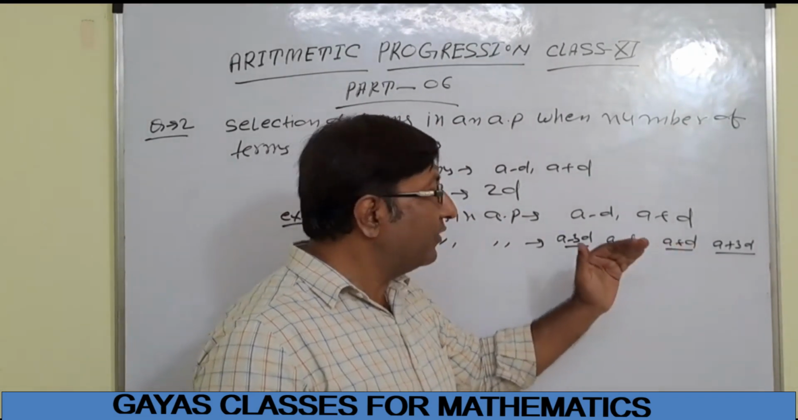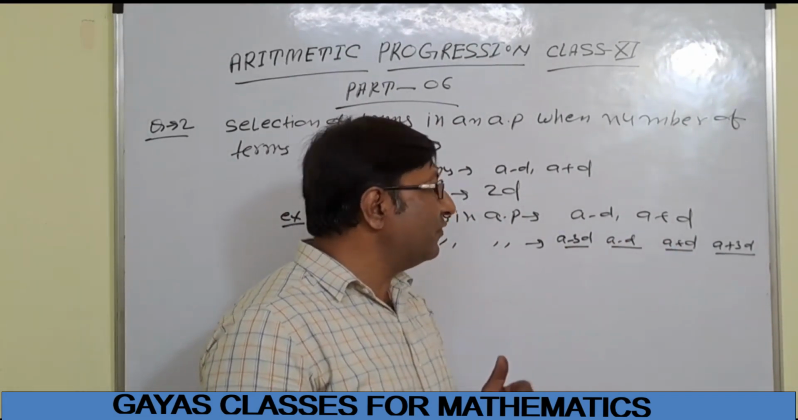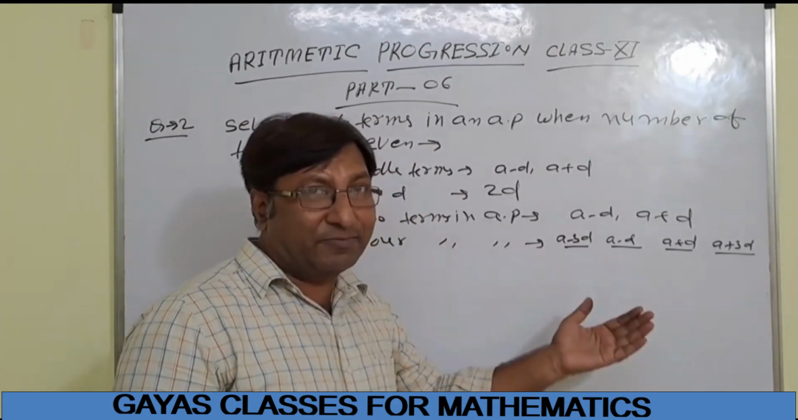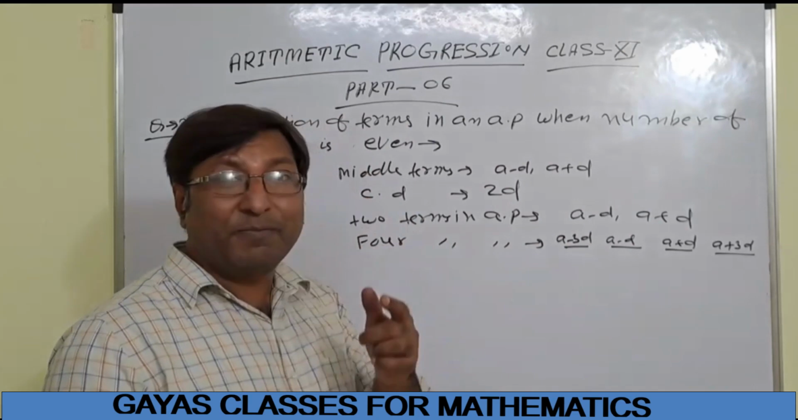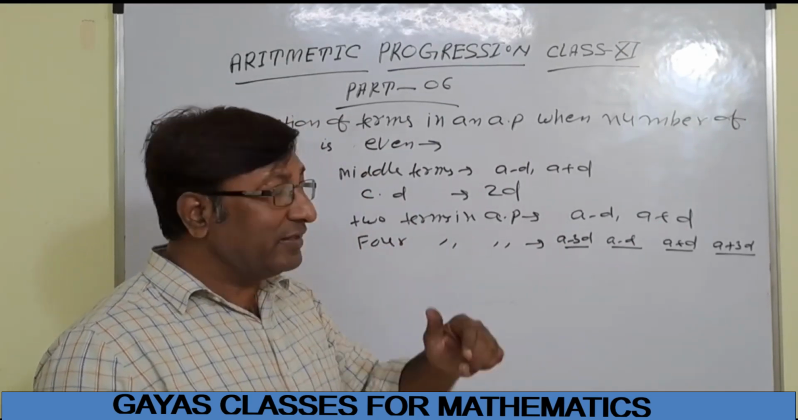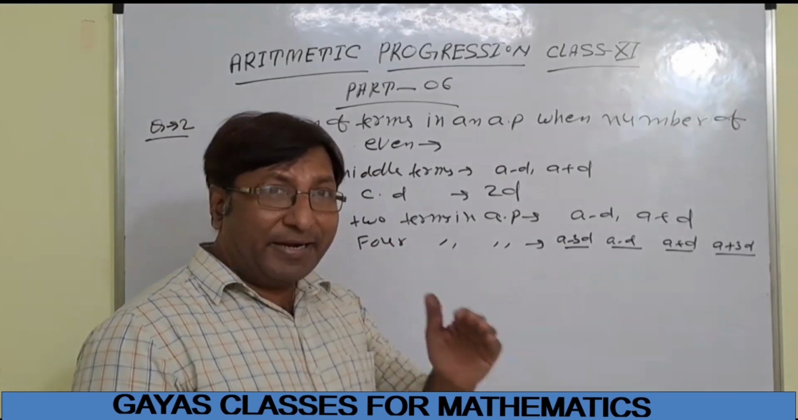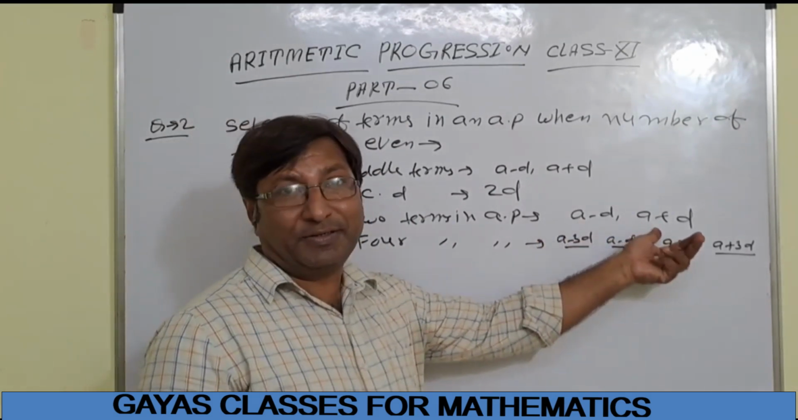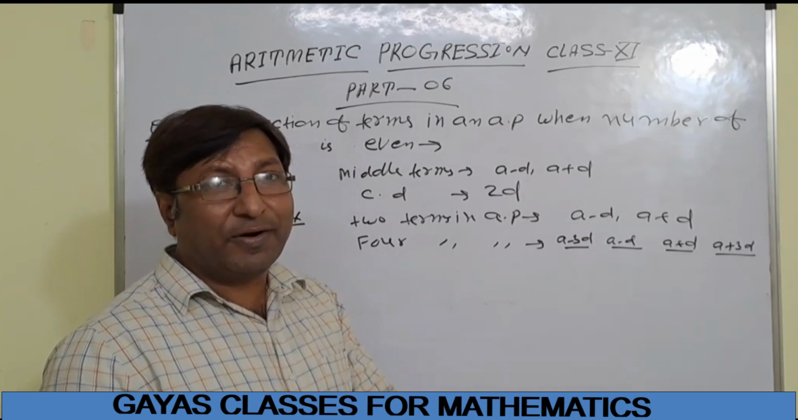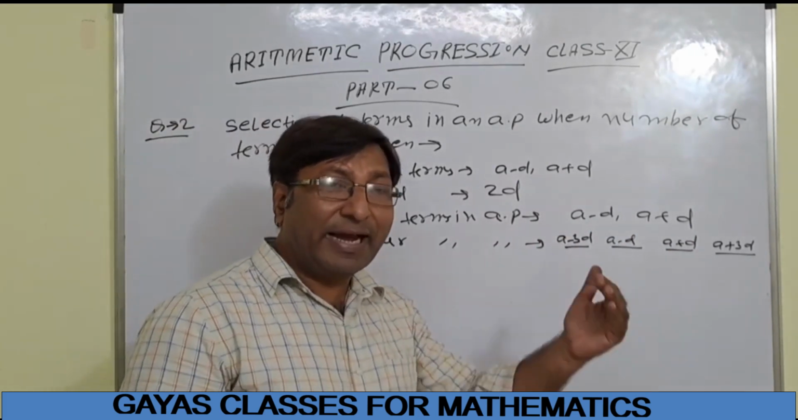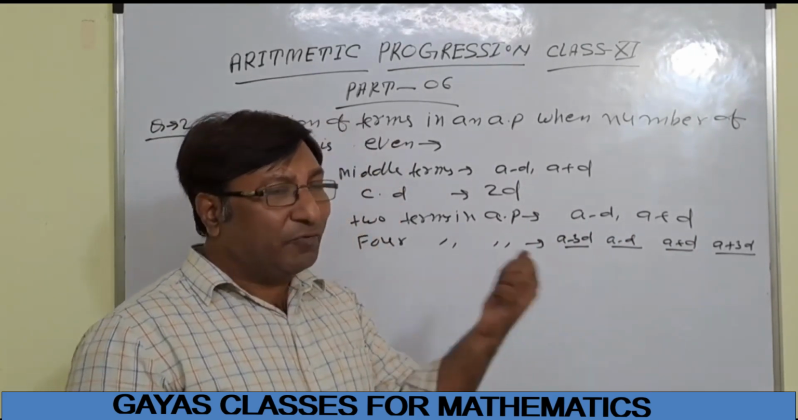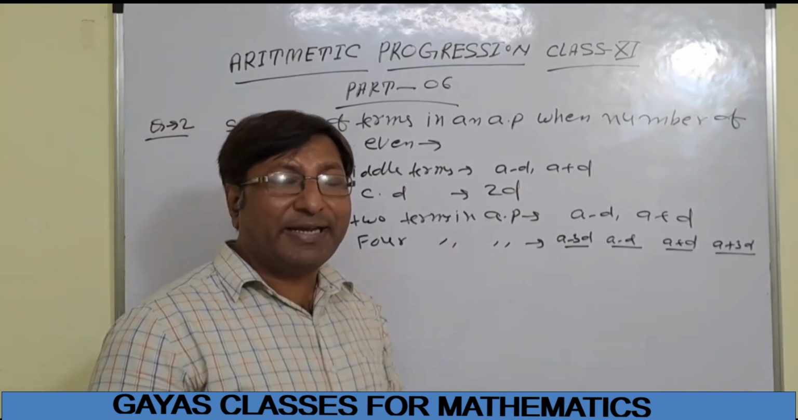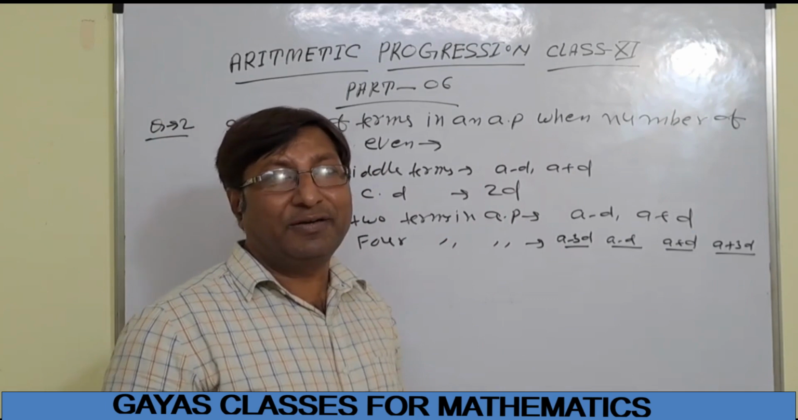Right? 4 even terms in AP. In the same way we can find 6 terms in AP, 8 terms in AP, 10 terms in AP. Only we have to remember: when the number of terms is even, the middle terms will always be 2: A minus D, A plus D. And the common difference will be 2D. So for the next term we add 2D, and for the previous term we subtract 2D. In this way we can find any number of terms when an even number of terms is given.